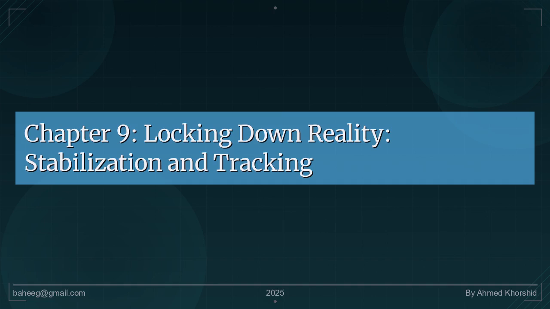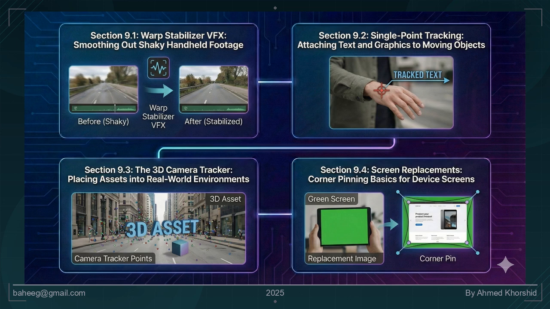Chapter 9, Locking Down Reality, Stabilization and Tracking. Section 9.1, Warp Stabilizer VFX, Smoothing Out Shaky Handheld Footage. Section 9.2, Single Point Tracking, Attaching Text and Graphics to Moving Objects. Section 9.3, the 3D Camera Tracker, Placing Assets into Real-World Environments. Section 9.4, Screen Replacements, Corner Pinning Basics for Device Screens.